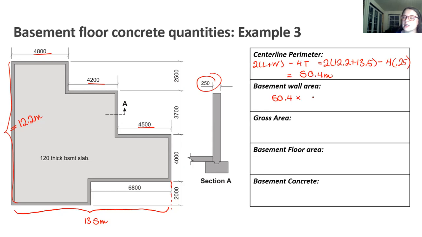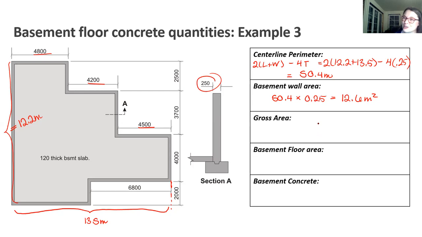50.4 times the thickness of the wall, which is 0.25. Multiplying those together, we get 12.6 meters squared, the area taken up by the walls.